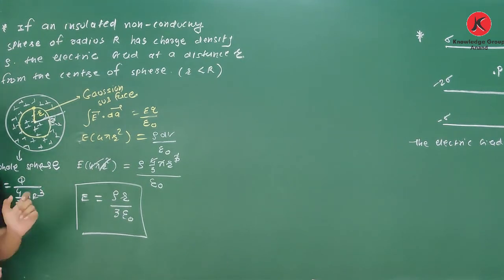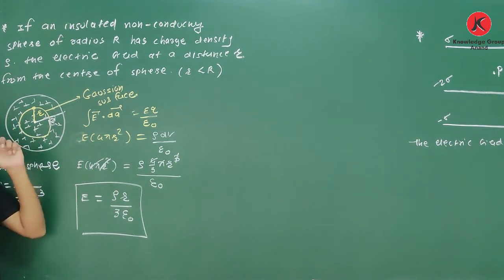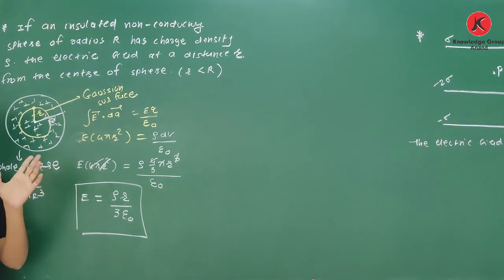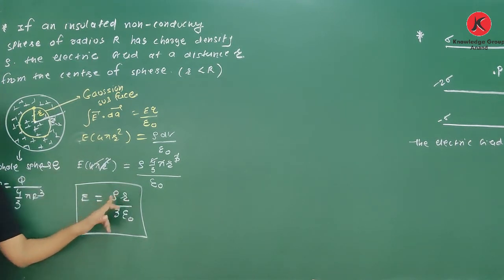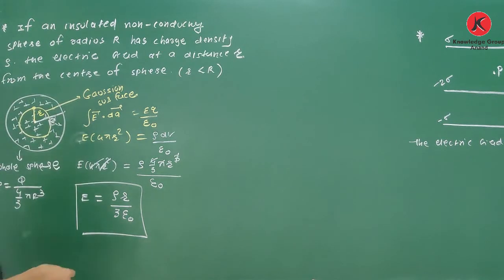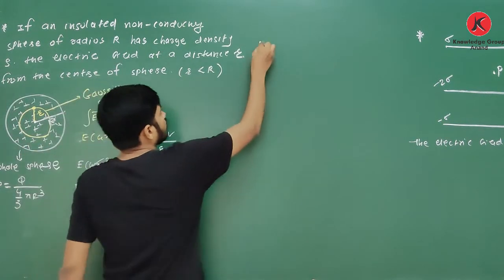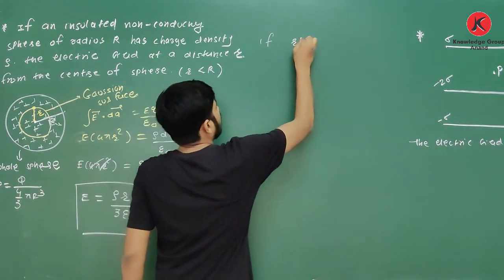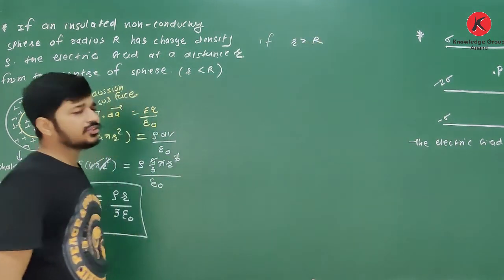For a non-conducting sphere of radius R, what is the electric field inside? E is equal to rho r upon 3 epsilon 0. Clear? Okay. If you are asked outside, that is, if r is greater than R, then it is easy.